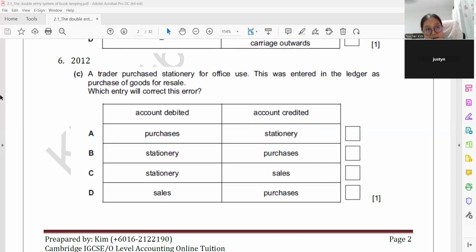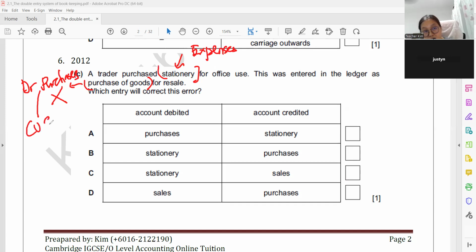Okay, question number 6. Stationery. This was entered in the ledger as purchase of goods. Purchase of goods is debit purchases. But this is wrong because I bought stationery. I did not buy goods. This is an expense, not the cost of sales. This is under cost of sales.